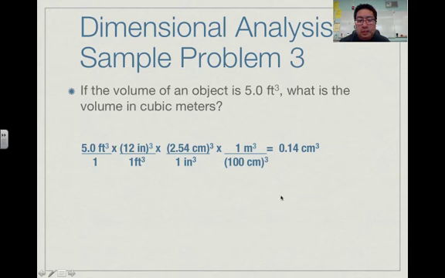Oops, I made a typo. So let's pretend that's in. Scratch that out. So we start again with our given over 1. We know that there are 12 inches in a foot, but remember this is cubic feet, so I have to actually cube the number 12 as well as the inches to get the cubic unit. And I know that there are 2.54 centimeters in an inch, so that 2.54 gets cubed as well. And the same thing for 100 centimeters in a cubic meter, leaving us with 0.14 cubic meters. I rounded this to 2 significant figures because 5.0 only has 2 significant figures in it.